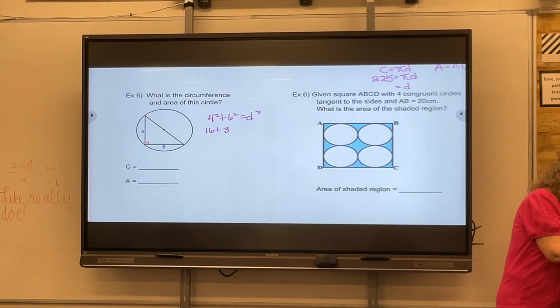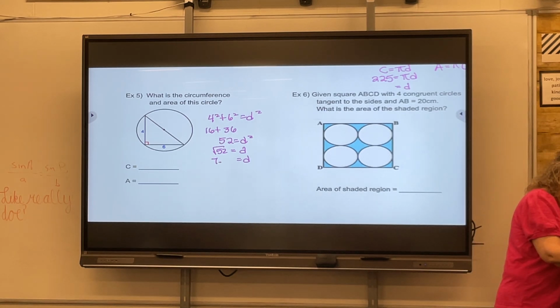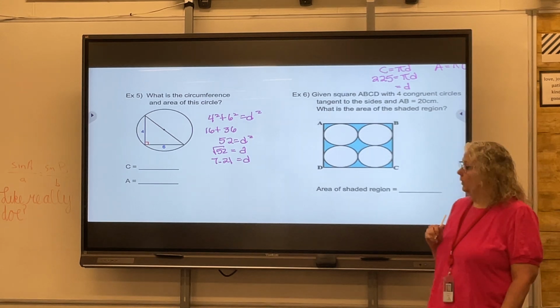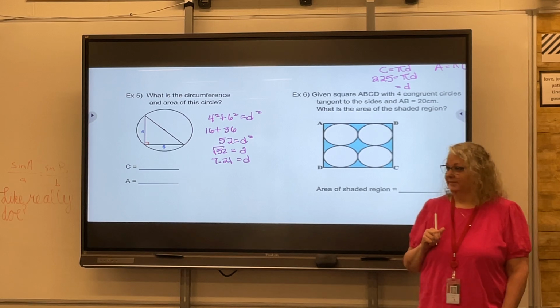16 plus 36 is 52. The direction said round that. Let's go to hundreds. One more. 7.21. So if your diameter is 7.21, do you concur? Did you get the same thing?